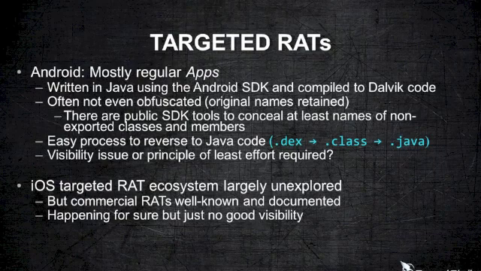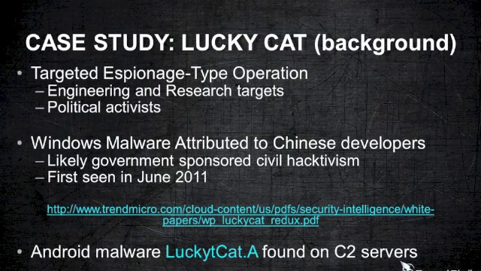So first, as a case study for Android, I'm going to talk about Lucky Cat. So Lucky Cat in general, and the background behind it is it's an actor group that engages in targeted espionage type of operations. So they're interested in collecting intellectual property and exploiting data, blueprints, and so on. So their main targets are engineering and research organizations and companies. They do, however, also target some political activists, so they don't have a clear mission themselves, but the majority of targets is in the engineering and research sectors.